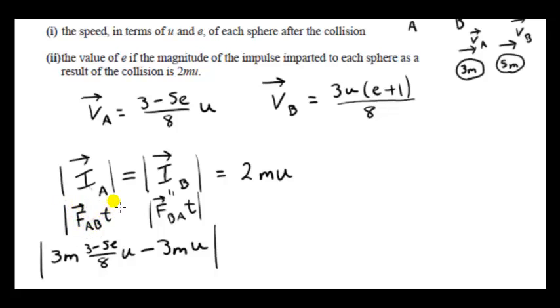These times are the same, of course, and we don't know those times. It's some tiny fraction of a second, but this quantity has the same magnitude as this quantity by Newton's third law. Opposite direction, but same magnitude. So we only have to look at one of them. So I'm looking here at sphere A.